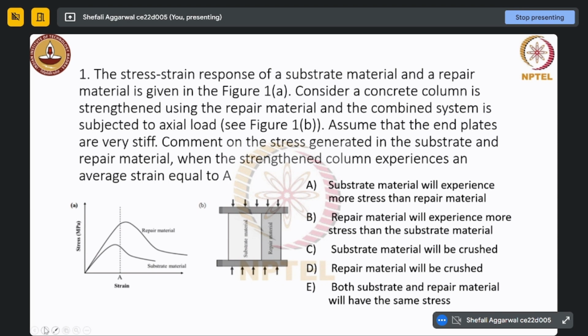Ma'am, it will be C. The substrate material will be crushed. Okay, why do you feel so? Just reading the curve, I'm saying that, ma'am. Okay, from the curve you are saying that it's going to be crushed like this. Yes. Okay.